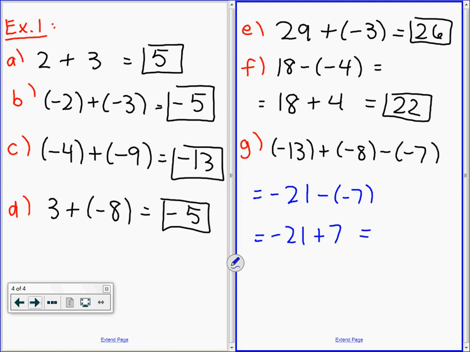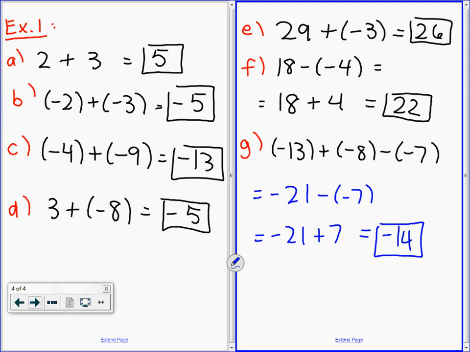Rory, go ahead. How'd you get that? That is correct. Yeah, and because the bigger number is negative, it goes negative. So you do 21 minus 7, and that's 14. But because the bigger number is negative, it's negative 14. Okay? All right, here we go.